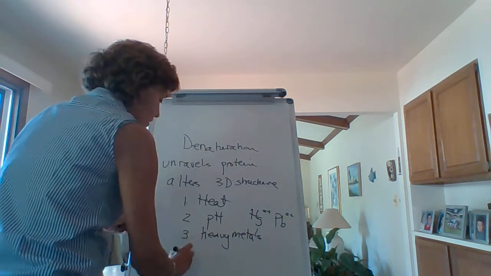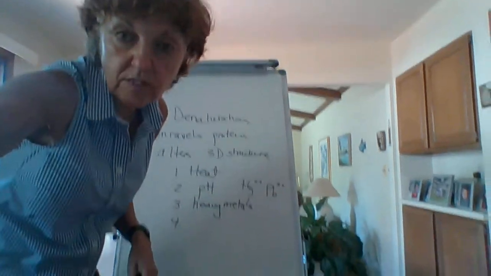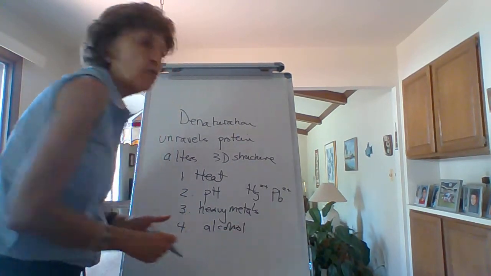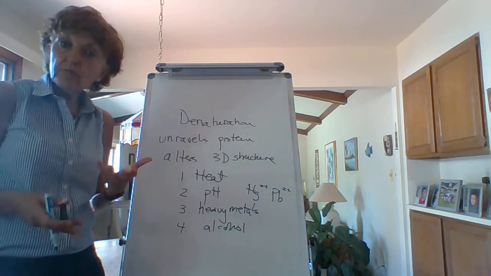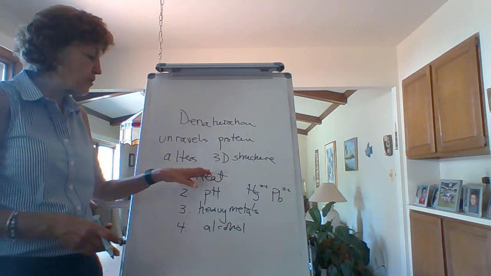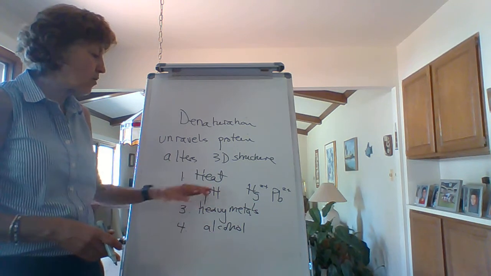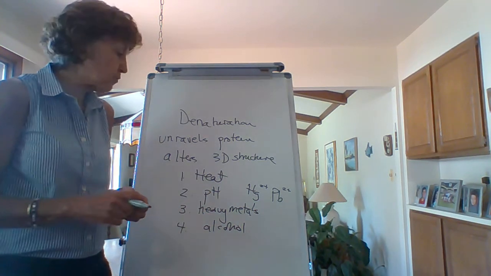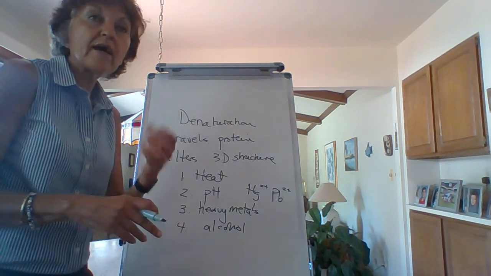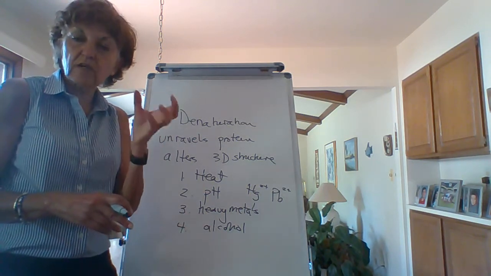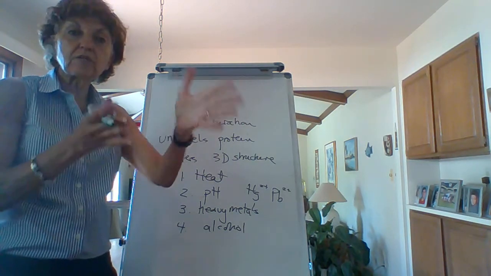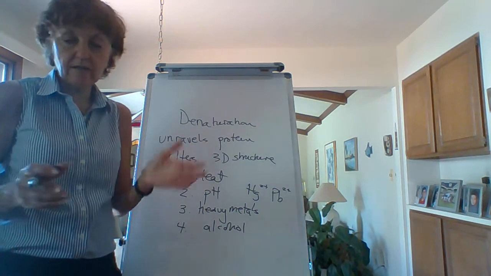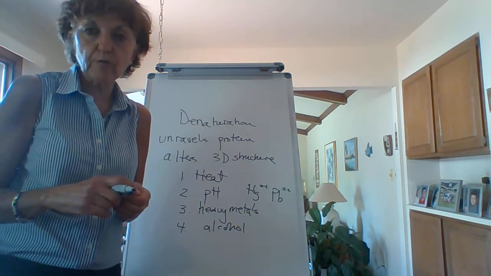And then finally, the last thing on my list that will denature a protein is alcohol. Alcohol will also disrupt hydrogen bonding. So you get disruption of hydrogen bonding with heat and alcohol, disruption of ionic bonding when you alter the pH and with the heavy metals. Alcohol has that OH. If you've got an ethanol there, it's got that OH, and that OH can potentially come in and interfere and hydrogen bond with the side chains and mess up the 3D structure of the protein.